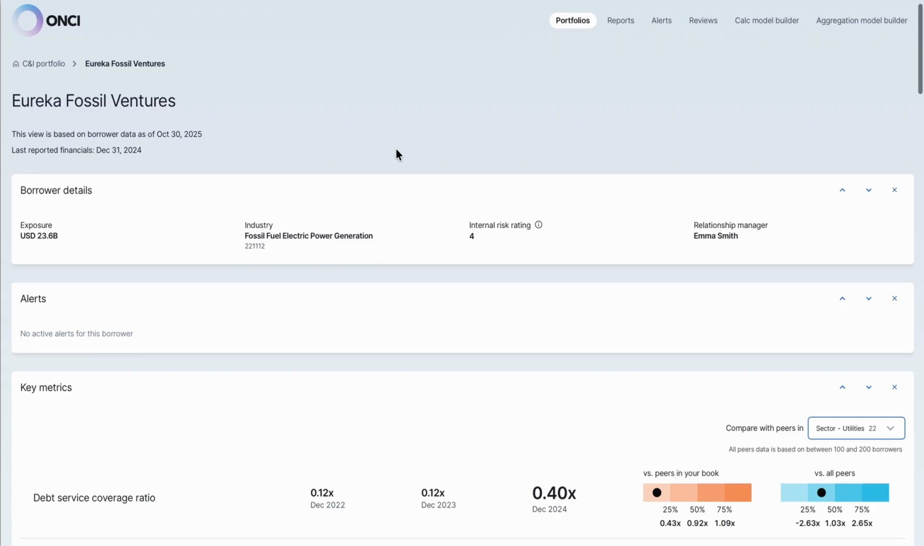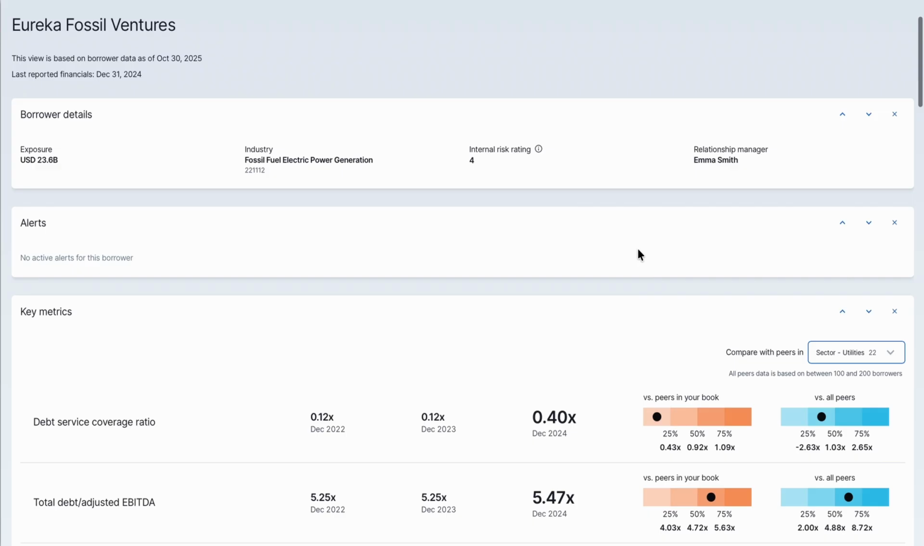At a glance, we see key reference details: total exposure, internal risk rating, industry, and assigned relationship manager. This sets the context. What kind of borrower is this? How material are they to our book, and who owns the relationship? We can also see if any alerts have been triggered. In this case, there are none, but as we saw in episode 1, those will be visible here if activated by deteriorating metrics or thresholds.